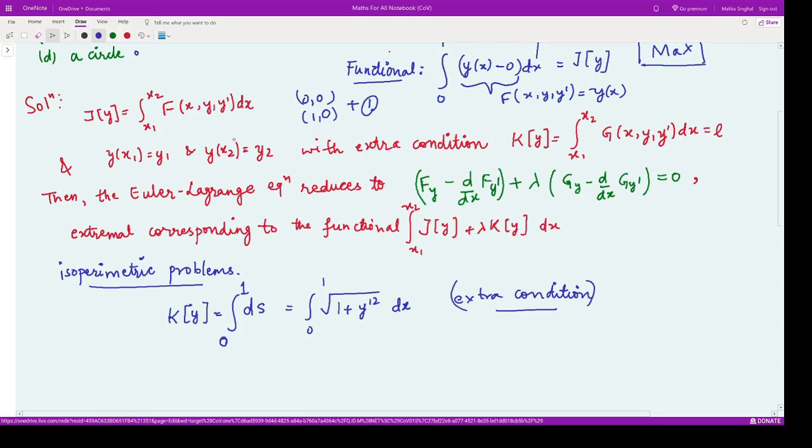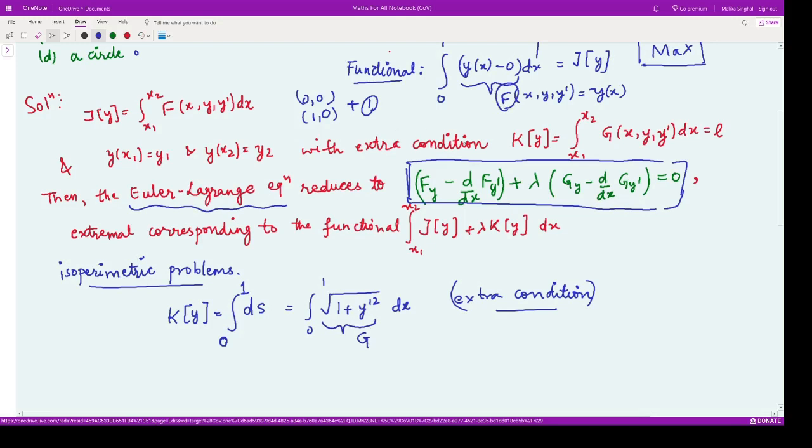In this case, we have a result in which the Euler-Lagrange equation reduces to a particular form. Suppose the given functional is represented by this function f, and the extra condition is given by the functional g. Then the Euler-Lagrange equation has this form, where we first write the Euler-Lagrange equation in its traditional form corresponding to f, plus lambda times the same expression with respect to g. So let us solve this equation.